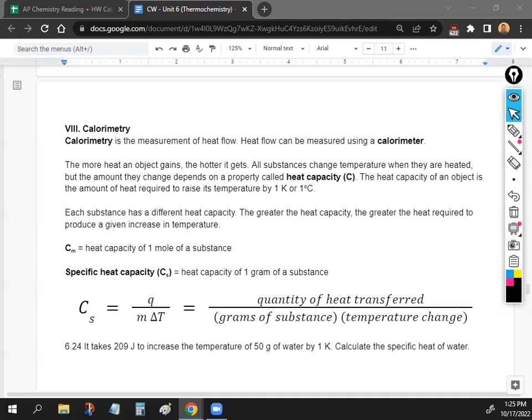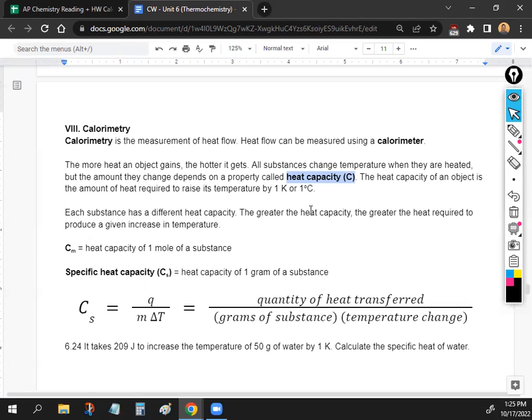Okay, now before we talk about what a calorimeter is, we are going to talk about why this works, how we can measure heat flow using the chemical principles and the properties of things. Every single substance in the universe has something called a heat capacity. The technical definition is the amount of heat that's required to raise the temperature by 1 Kelvin or 1 degree Celsius.